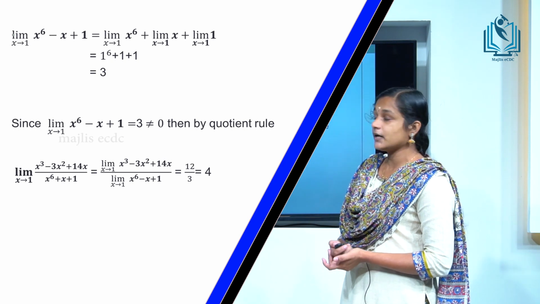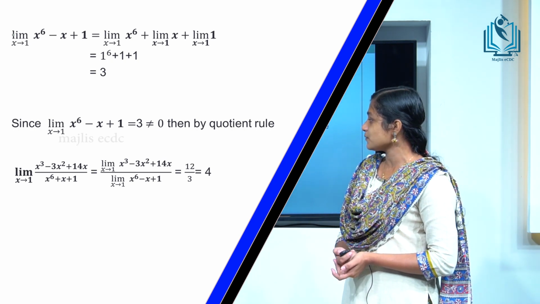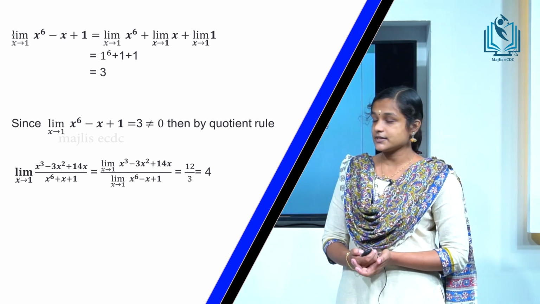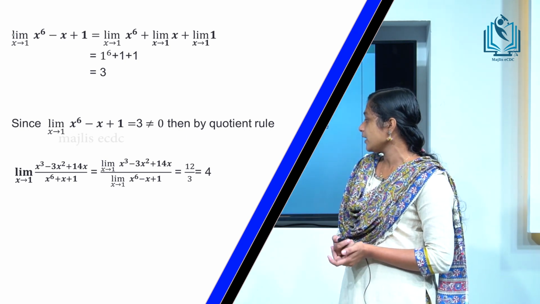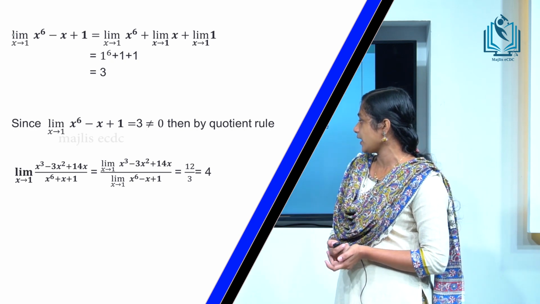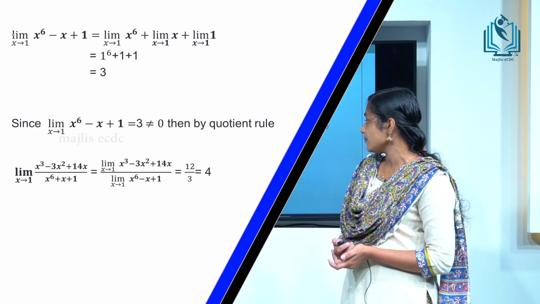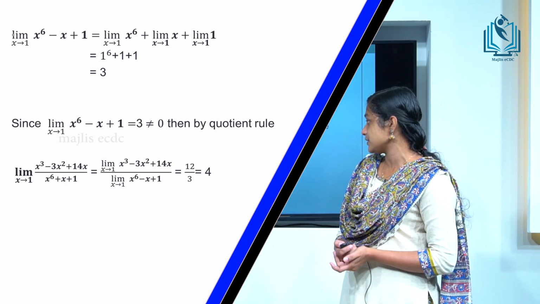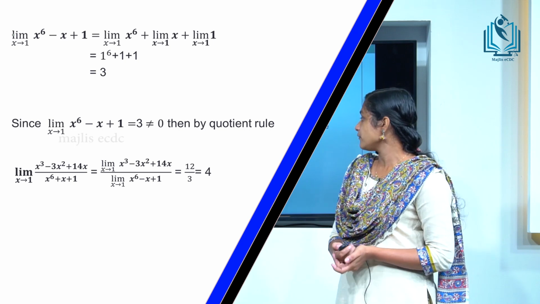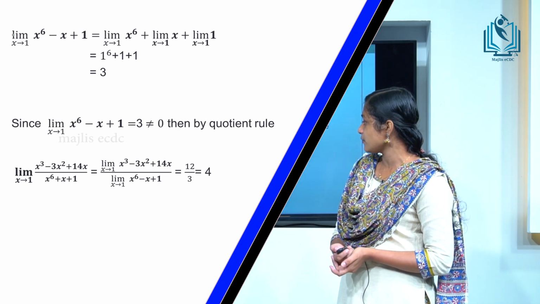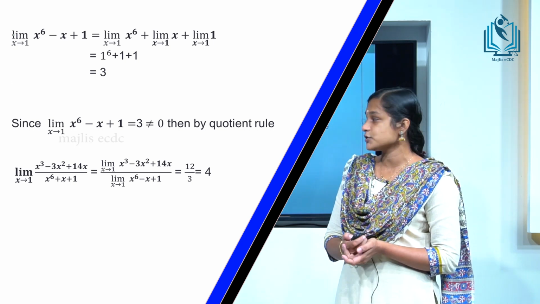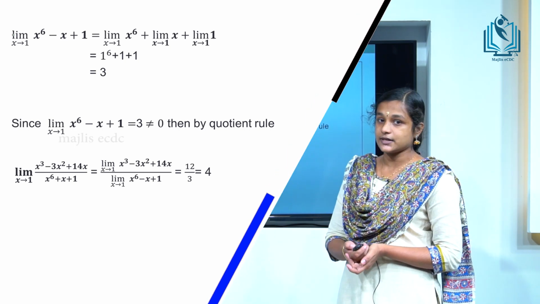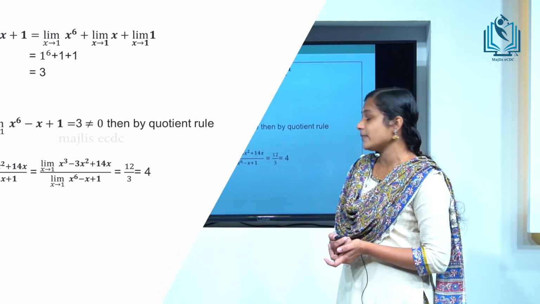Since limit as x tends to 1 of x raised to 6 plus x plus 1 is equal to 3, which is not equal to 0, by the quotient rule limit as x tends to 1 of (x cube minus 3x square plus 14x) divided by (x raised to 6 plus x plus 1) is equal to limit as x tends to 1 of (x cube minus 3x square plus 14x) divided by limit as x tends to 1 of (x raised to 6 plus x plus 1). The value of the numerator limit is 12 and the value of the denominator limit is 3. Then 12 by 3 is equal to 4.